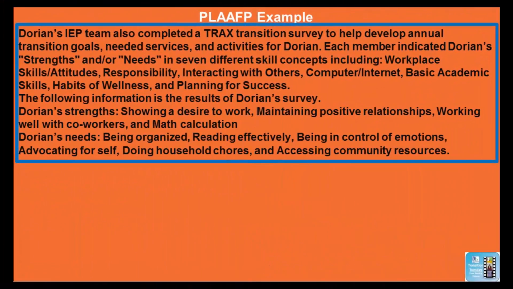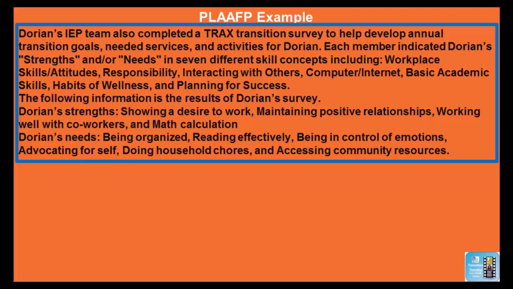The next paragraph reads, Dorian's IEP team also completed a TRACS transition survey to help develop annual transition goals, needed services, and activities for Dorian. Each member indicated Dorian's strengths and or needs in 7 different skill concepts, including workplace skills and attitudes, responsibility, interacting with others, computer and internet, basic academic skills, habits of wellness, and planning for success.